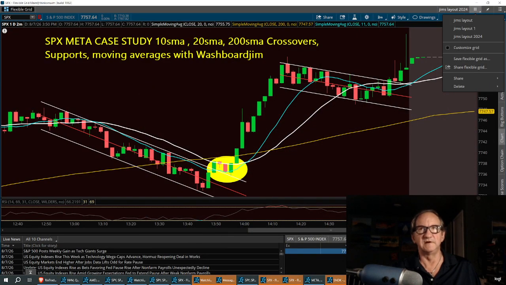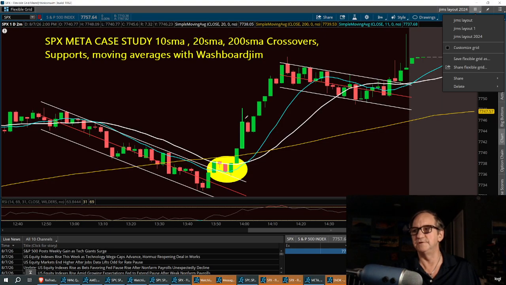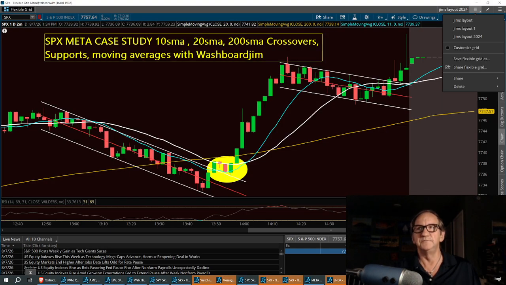So this is my strategy that I've come up with. Case study: 10 SMA, 20 SMA, 200 SMA, crossovers, supports, moving averages with chart patterns with Washboardjim. So I'm using the 10 SMA and the 20 SMA crossover with the 200 SMA as a support level and a resistance level, more or less as a pivot point to take the trade.